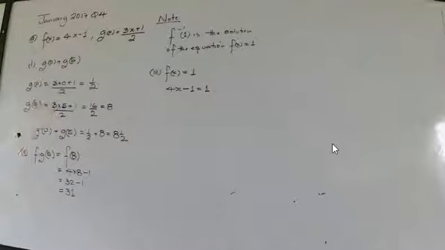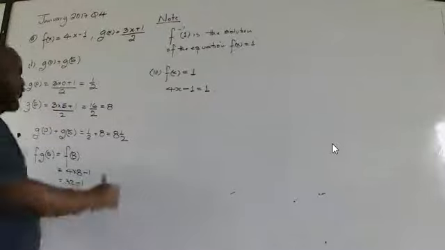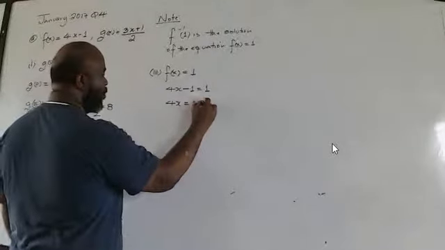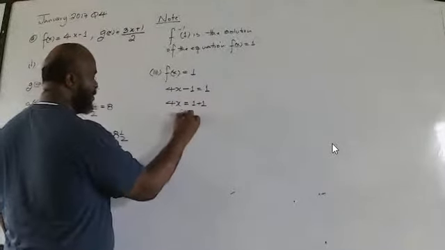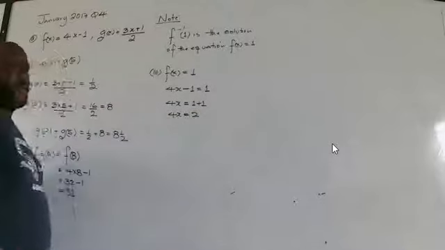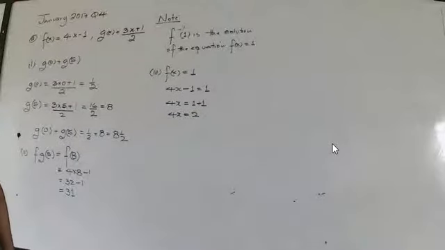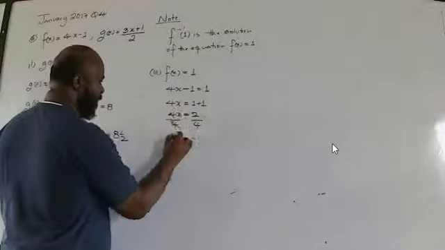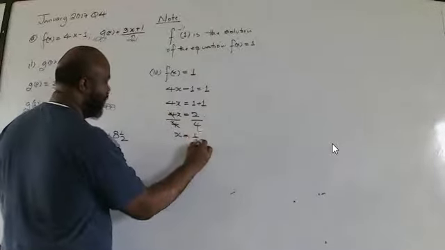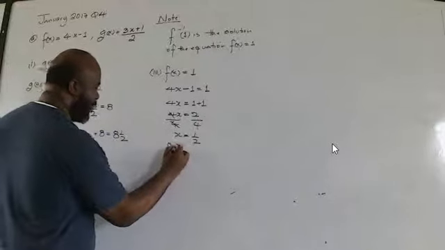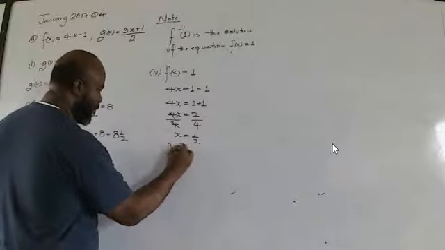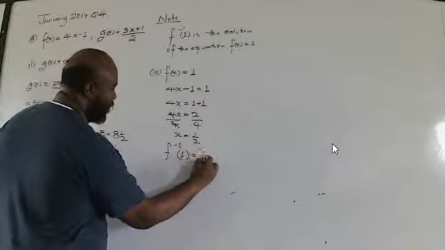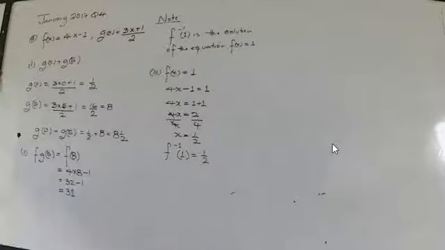Negative 1 goes over and becomes what? Positive 1. 4x is equal to 1 plus 1. 4x is equal to 2. Divide both sides by 4. x is equal to a half. f inverse of 1 is equal to a half. Did you get that? Yes, sir.